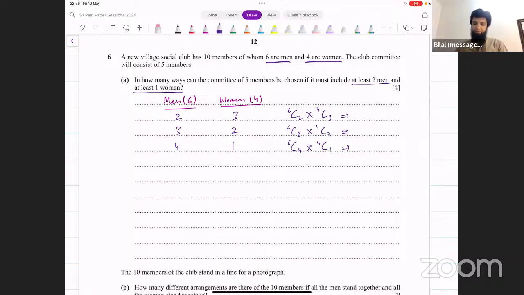You can see what these individual values turn out to be. 6C2 is 15, I think. 15 into 4, that's 60. 6C3 is 20. 20 into 6, that will be 120. 6C4 is again 15. 15 into 4, that will be 60 again. Can somebody confirm this as well? I think this was 240, right? 240, okay? Yeah, so we get 240 from this.